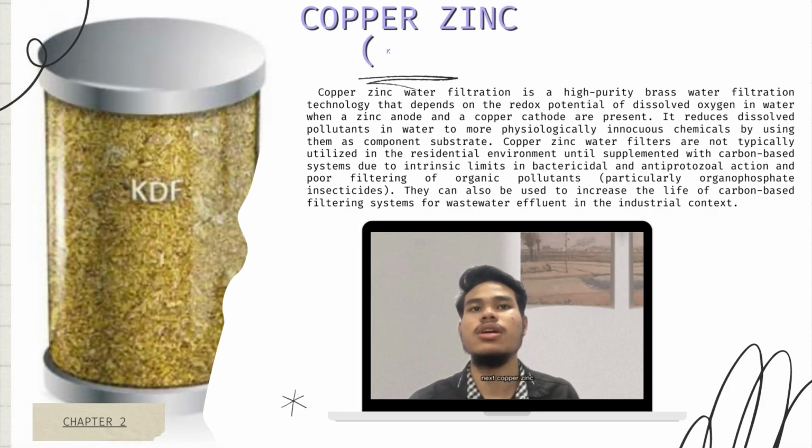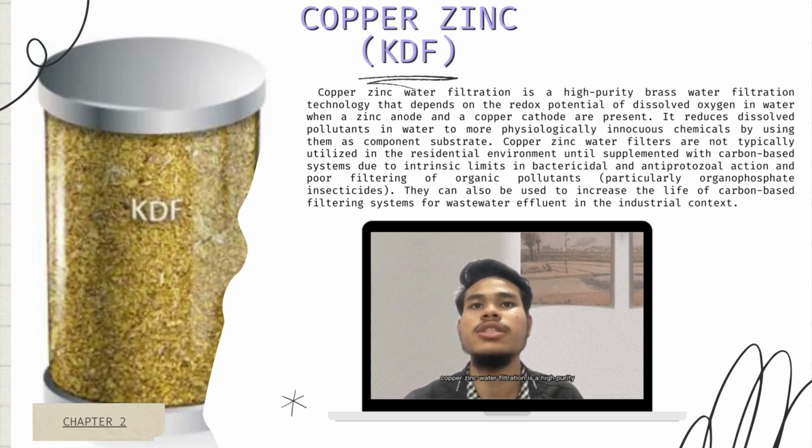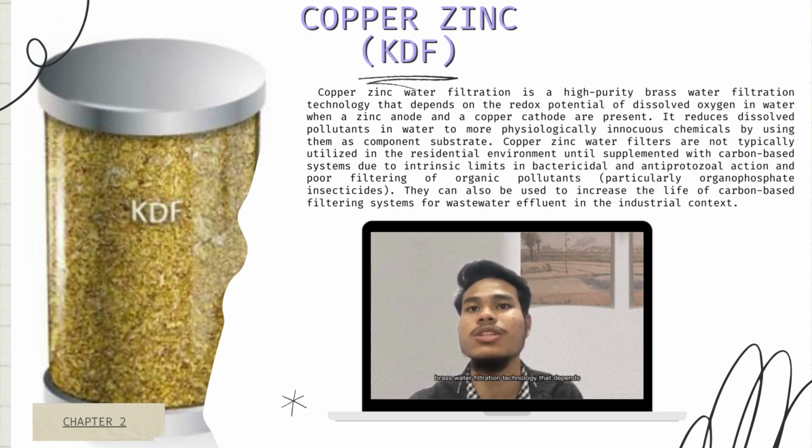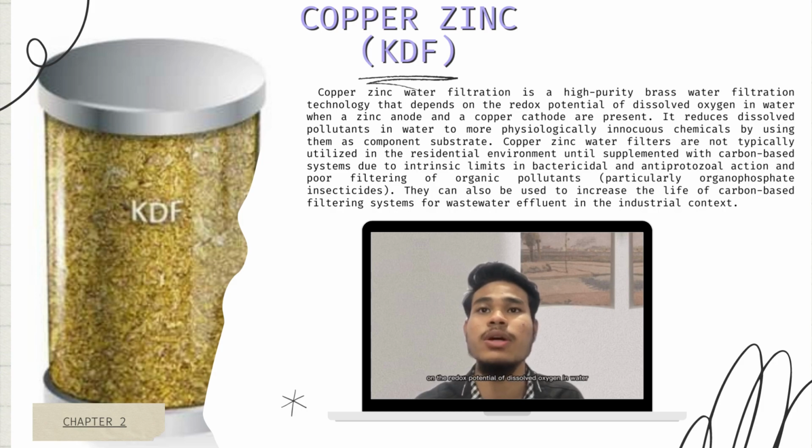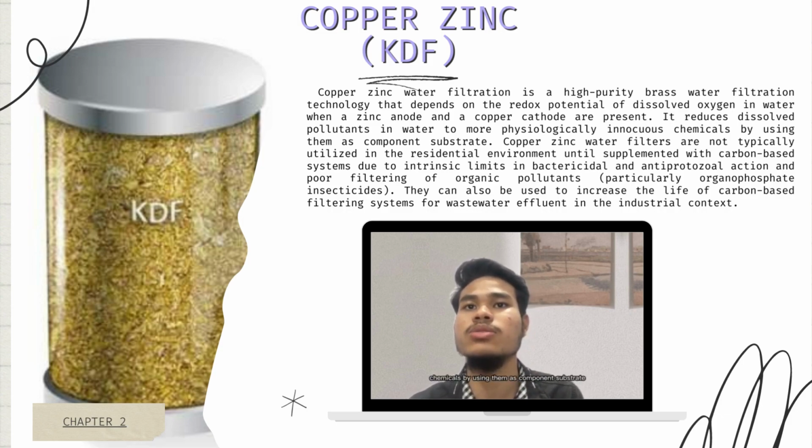Next, copper-zinc. Copper-zinc water filtration is a high-purity pressed water filtration technology that depends on the redox potential of dissolved oxygen in water when zinc is the anode and copper is the cathode. It reduces dissolved pollutants in water to more physically innocuous chemicals by using them as component substrate.